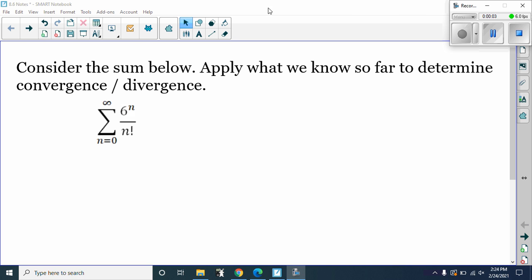These are notes for section 8.6, which is on both the ratio test and the root test.